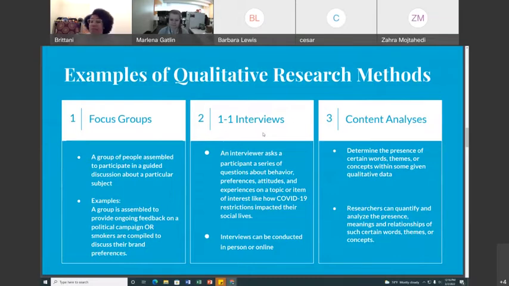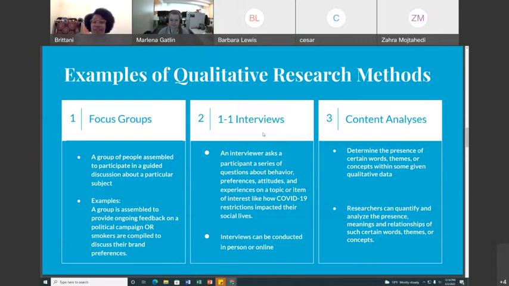Here are some examples of qualitative research methods. So one is something like a focus group. I'm sure if you've ever answered an online survey, you might have seen where people are recruiting for things like focus groups or interviews. Generally, a focus group is a group of people assembled to participate in a guided discussion about particular subjects. So, for instance, I was just in one yesterday about how publishers can better support librarians of color.